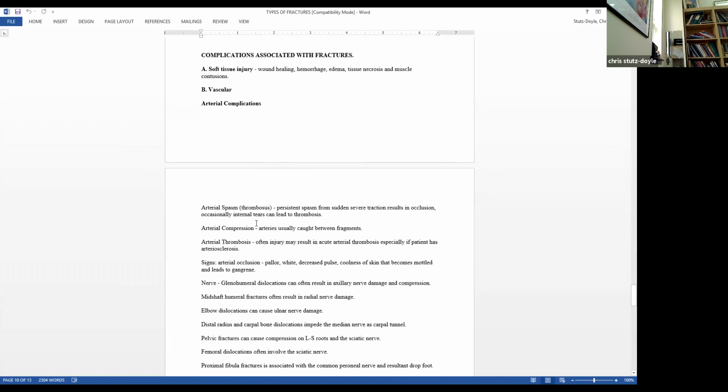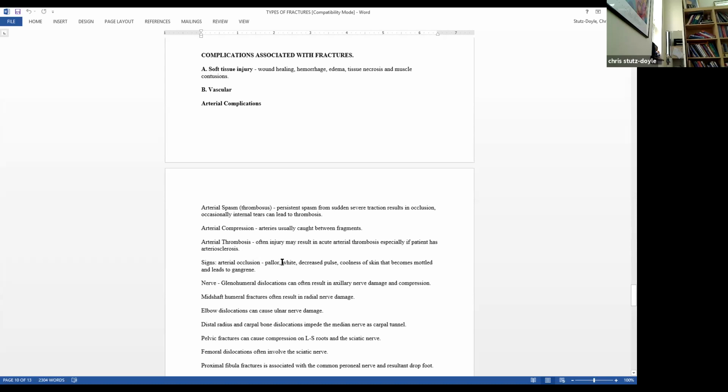So we have to be concerned about what the patient tells us regarding edema in their lower extremity, or pain, discomfort, redness, etc. So arterial compression, arterioles can be caught between the fragments themselves, or it can just be secondary to edema. So the edema around the soft tissue can cause arterial compression. So this thrombosis is a narrowing of the vessel walls, with arterial sclerosis.